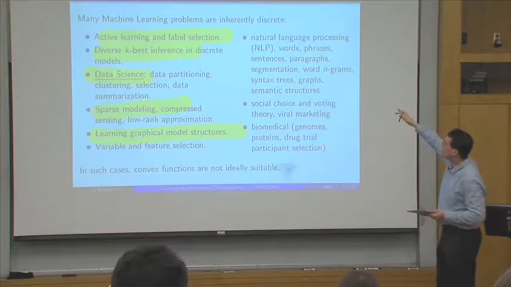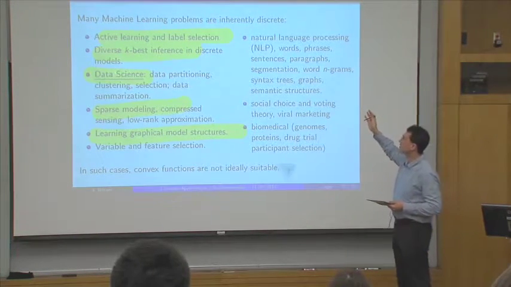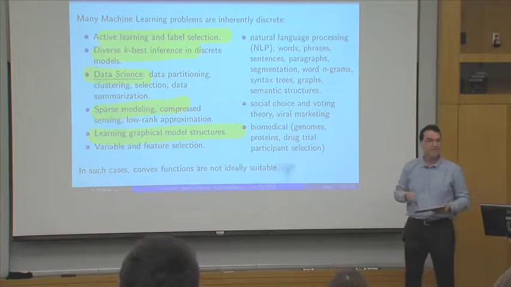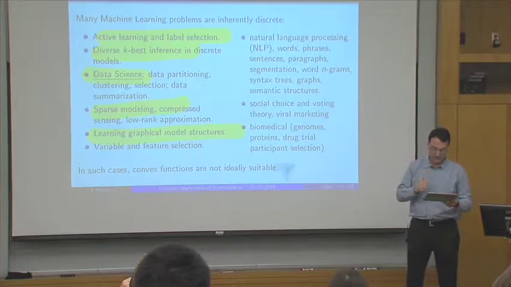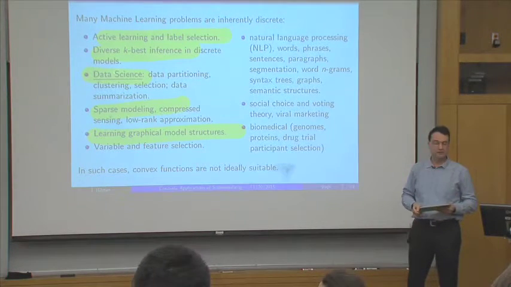And then not to mention, there are many problems in some of the applications of machine learning, like in natural language processing. Language consists of words and phrases and sentences and paragraphs and n-grams and trees and graphs and semantic structures, all of which are discrete.